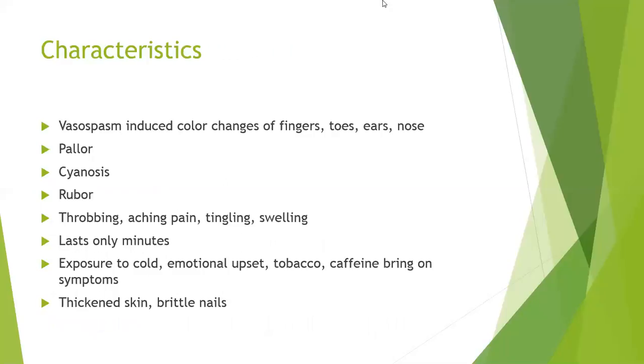Characteristics would be vasospasm-induced color changes of fingers, toes, ears, and nose. Patients will have pallor, white color from decreased perfusion, cyanosis, then rubor, a red hyperemic response when the blood flow is restored. Then they'll have throbbing, aching pain, tingling, and swelling in the hyperemic phase. This usually only lasts minutes. Exposure to cold, emotional upset, tobacco, and caffeine can bring on the symptoms. Thickened skin and brittle nails can also occur after prolonged attacks.